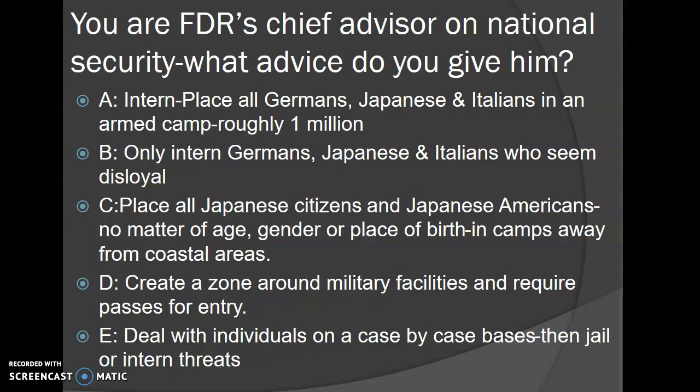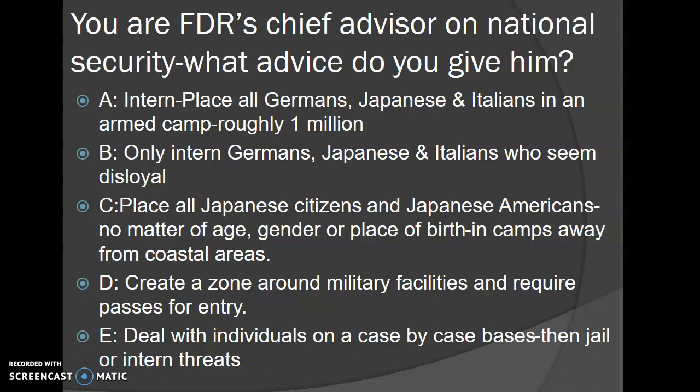Here's the problem. How many people are you putting in a camp without due process? Will there be innocent people? Yeah, probably mostly. Almost every single person they'll put in a camp will probably be innocent. And especially if you're talking about people who are children, the elderly, what threat do they pose, right? So you're clearly going to be violating the Constitution there.